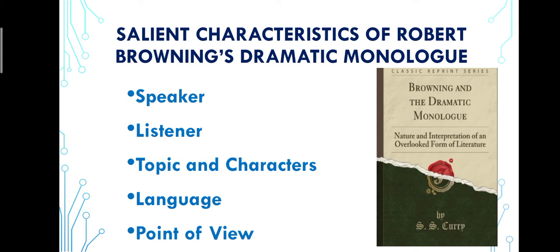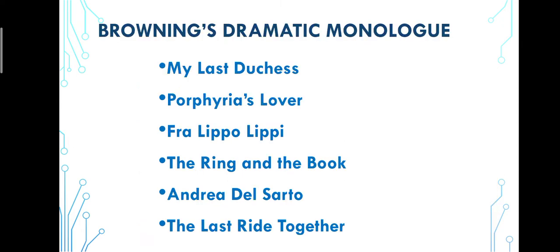Now let's talk about Browning's language. The language used by Robert Browning in his monologues. Browning's language is highly colloquial and disharmonious. Sometimes they have elements of violence and vividness also. Some of his monologues are characterized by excessive usage of punctuation marks like question mark, exclamatory sign, inverted commas, semicolon, hyphen, etc. So these are the salient characteristics of Robert Browning's dramatic monologue.